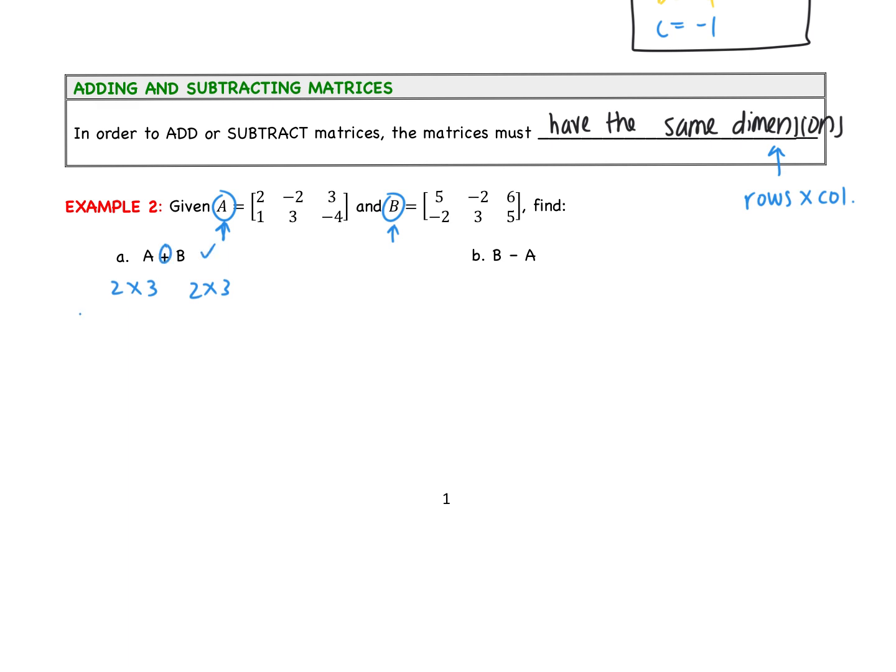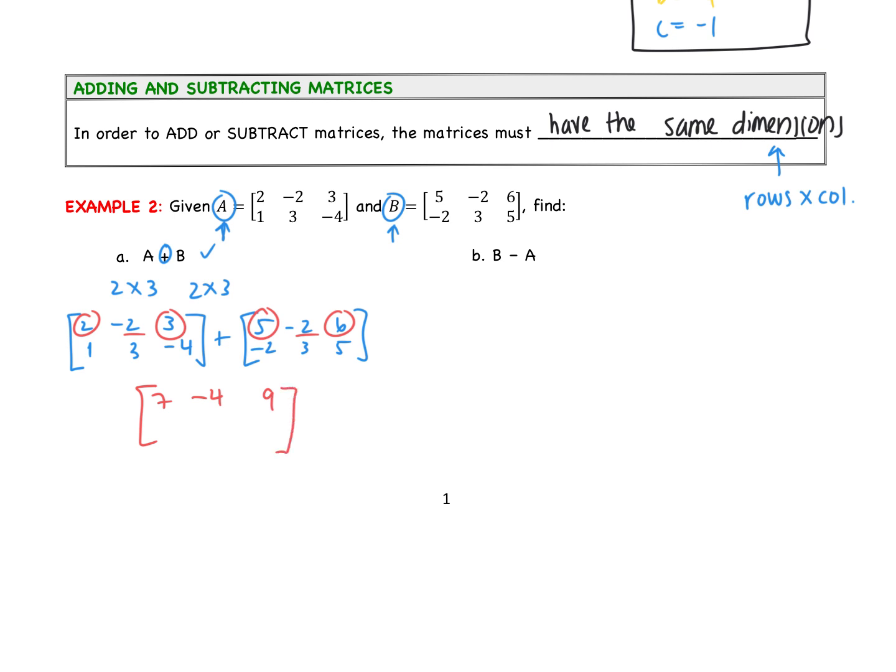Okay, so I'm going to rewrite my matrices. Matrix A is 2, -2, 3. I have 1, 3, -4. And I'm adding that to 5, -2, 6, and -2, 3, 5. Now, if we are adding matrices, we are adding corresponding elements. So the first elements get added. 2 add 5 will give me 7. Then the second one gets added. -2 and -2 will give me -4. So you're always adding the ones in the same spot. 3 will be added to 6 to give us 9.